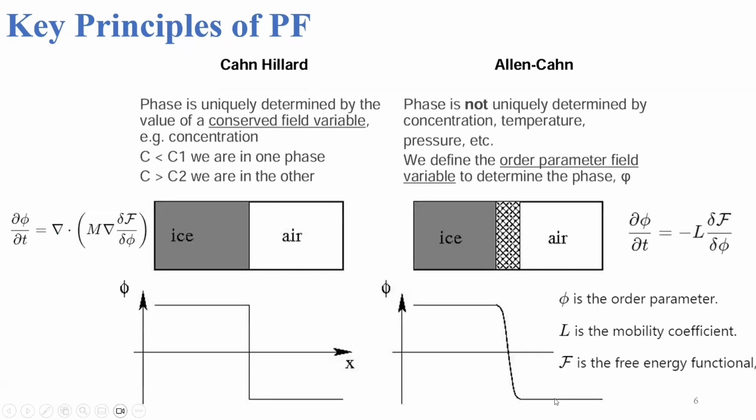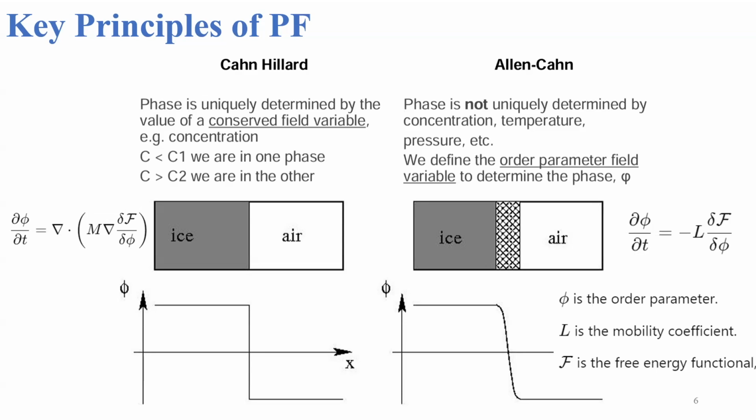So let's start with an example. Suppose we have two phases, ice and air, and we can consider a case where ice and air are quite distinct. In other words, the phase is uniquely determined by the value of a conserved field variable. C, which is the concentration here, is C1 in one phase, ice, or C2 in air. So there's a 1-0 kind of determination. That is described by the Cahn-Hilliard equation, which is a fourth order partial differential equation on your slide.